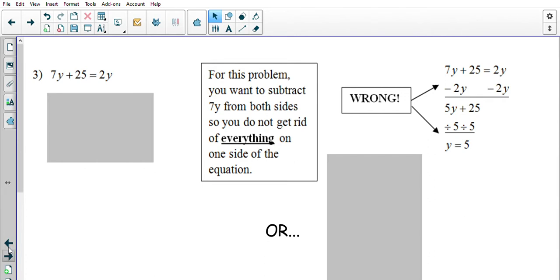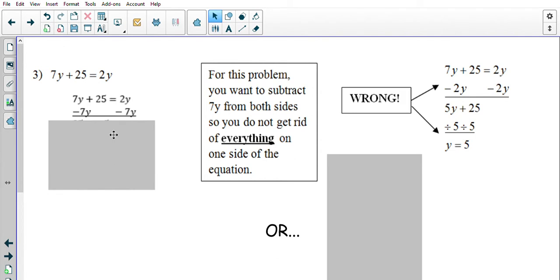You don't eliminate everything from one side of the equation. So in this problem, I suggest subtracting 7y from both sides. Now I'm going to show you an alternate way over here in just a moment. I'm going to show you a way that I sometimes see students do this problem that's incorrect. But again, you want that 2y not to be lonely on the right side by itself, so I suggest subtracting 7y from both sides. It's going to get us 25 equals 2y minus 7y is negative 5y.